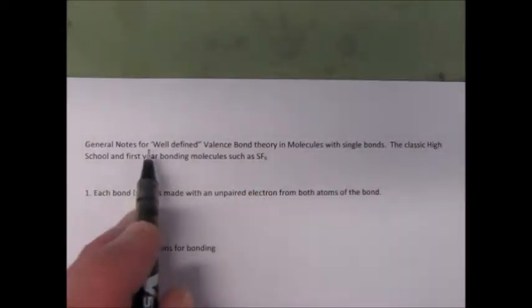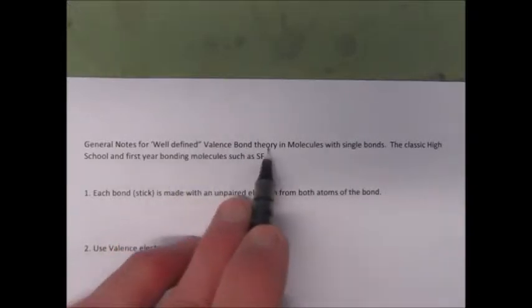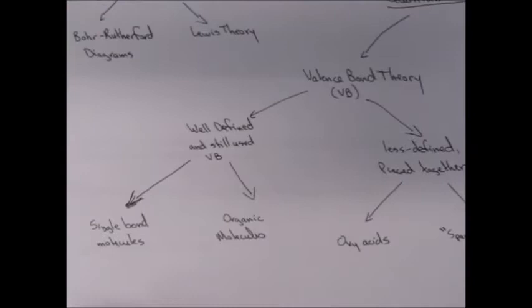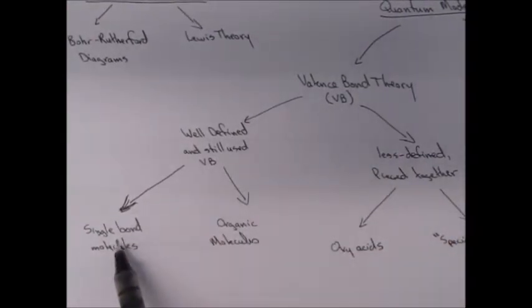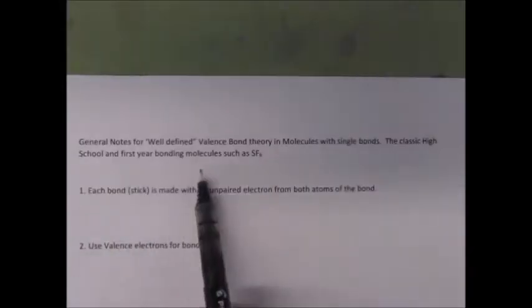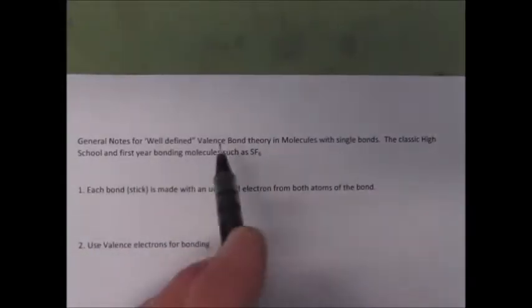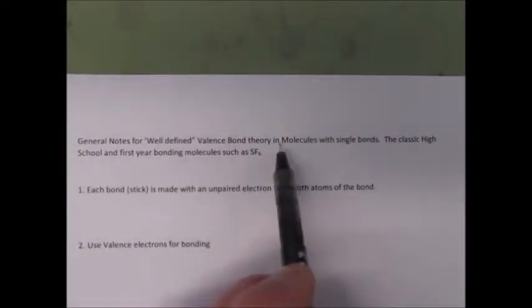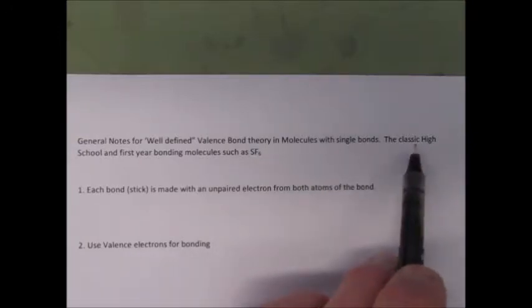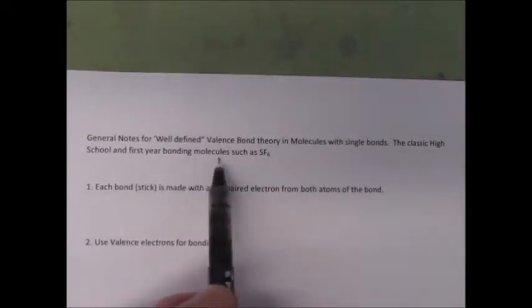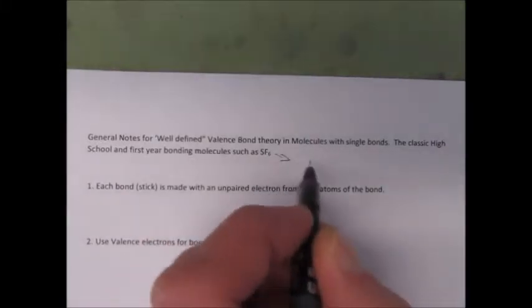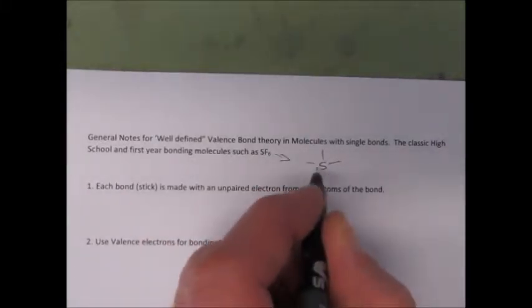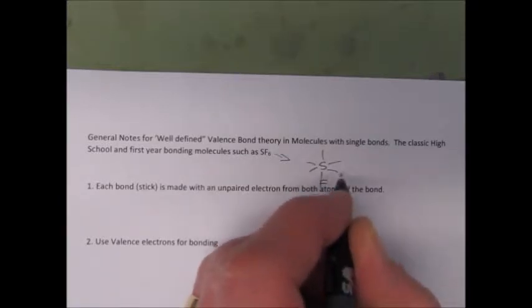So the general notes for well-defined valence bond theory. So yet again, to locate us on the chart, valence bond theory, well-defined, single bond. This is what we're covering first. That's what this is. These are in your notes, posted on Blackboard. Valence bond theory, molecules of single bonds. The classic high school and first year bonding molecules, such as, for example, SF6. And we all know that SF6, you end up with something that arguably looks like this.